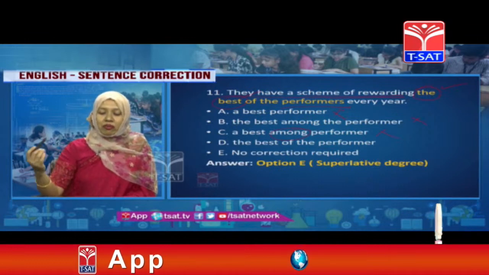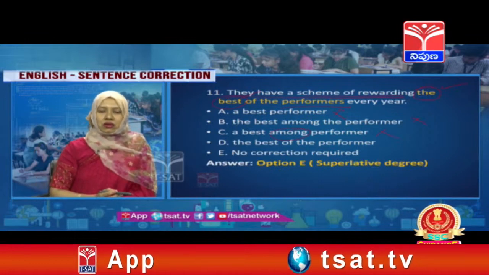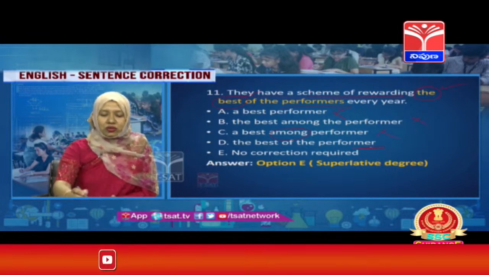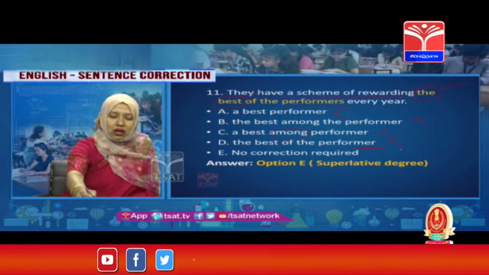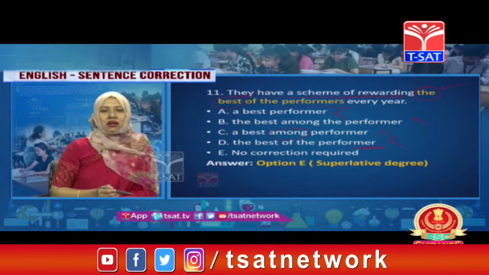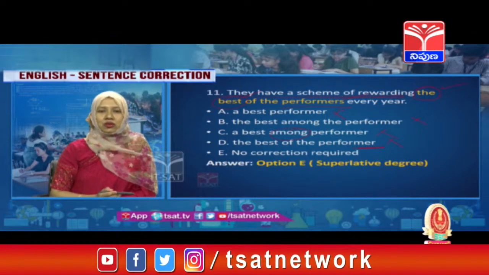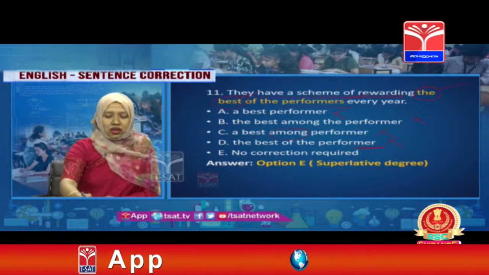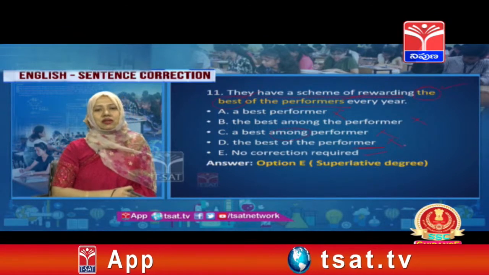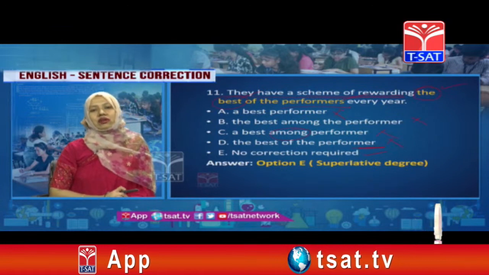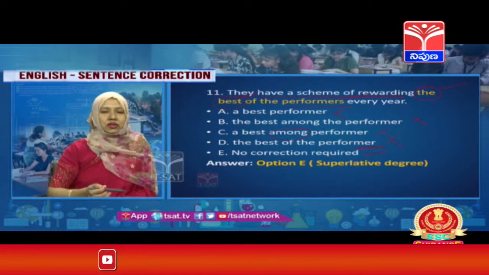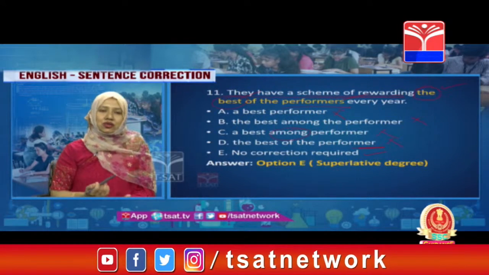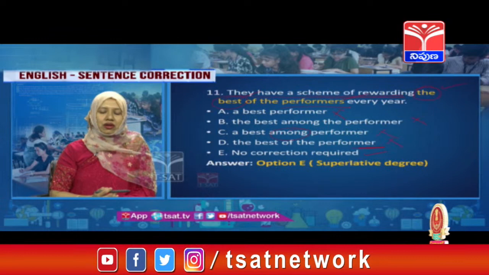The best of the performer, here along with the noun, s should be there. This option also is wrong. So already in the sentence s is added. Performers, you say, the best of the performers. So there is no need of any correction in this sentence. This sentence itself is the correct one. To confuse you, they have given you multiple options, but none of the options is correct. There is no need of any correction here.